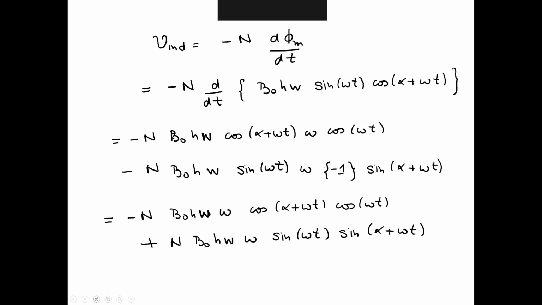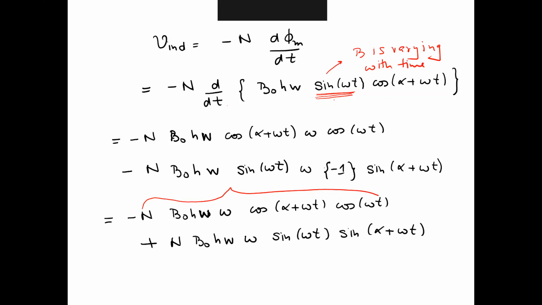If you notice now, the first term comes because B is varying with time. The first term I get is because sine omega t is varying with time. That's the differentiation which I did. This term is your transformer EMF.